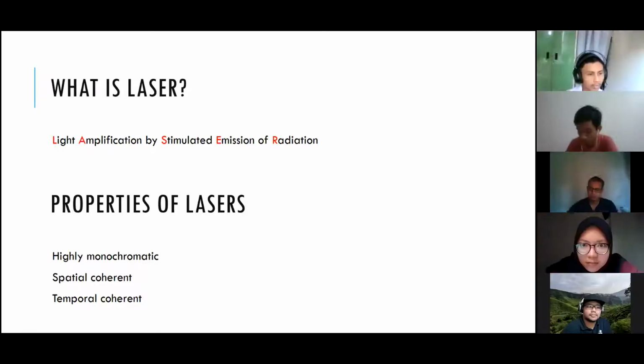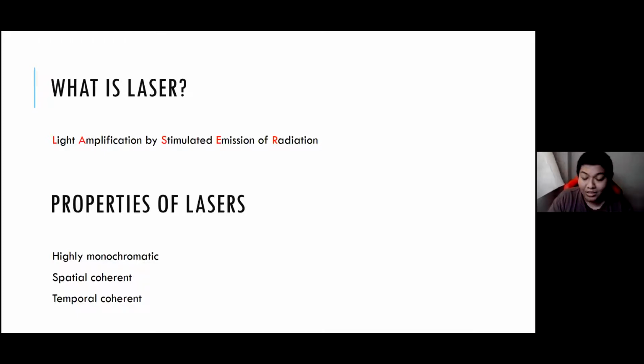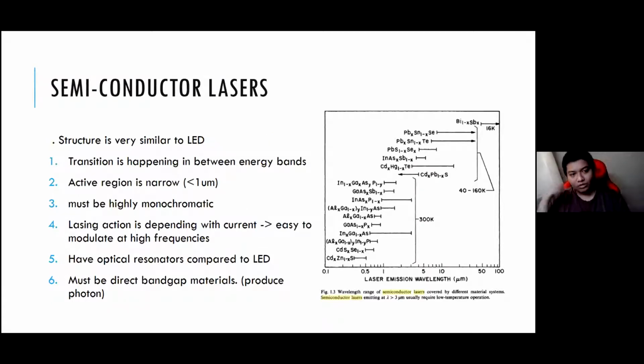The first one is highly monochromatic, which is the line width of the emitted photon is very small. And secondly is spatial coherence. What spatial coherence means is that the wave of the laser itself has a fixed phase. And thirdly is temporal coherence, which is it has a strong correlation between electric fields at different times. So basically, the radiation emitted by the laser itself is highly in phase.